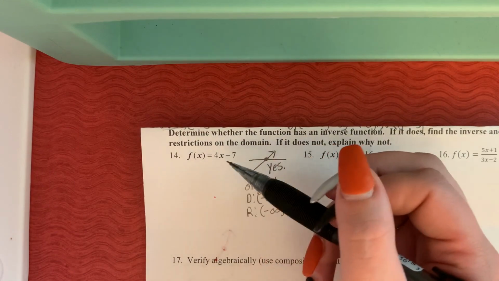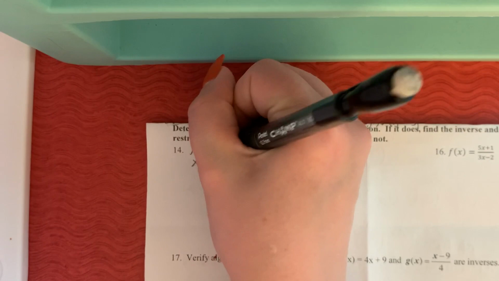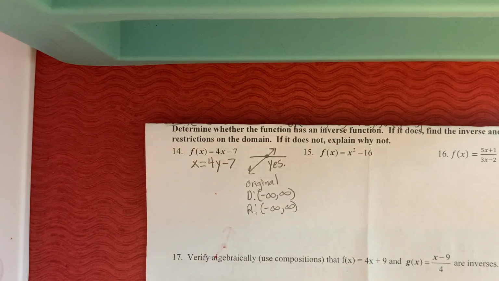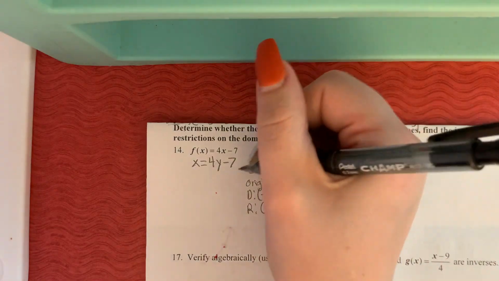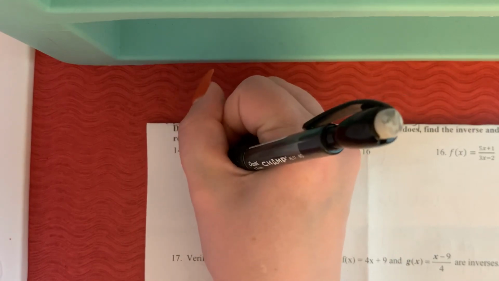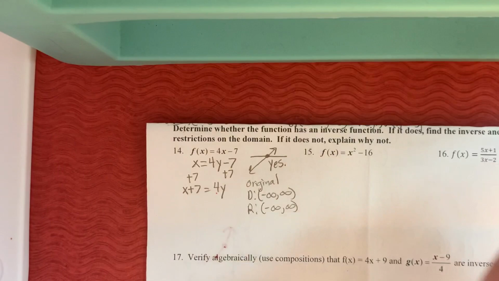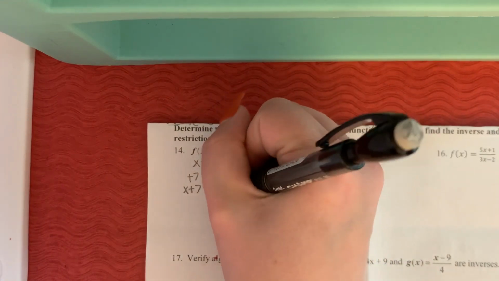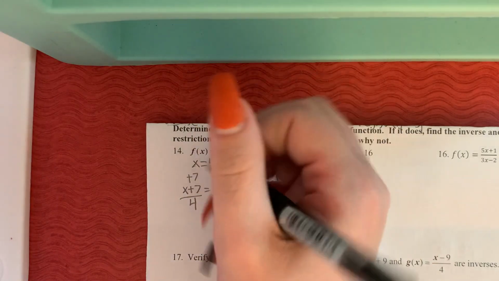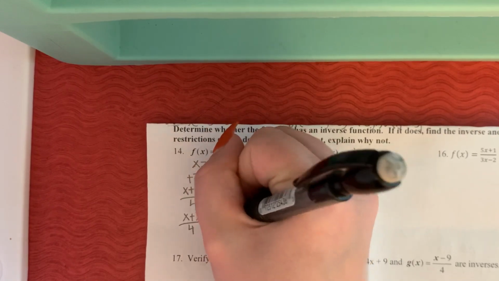So now in order to solve it, we're going to flip x and y. So we'll change this to x = 4y − 7. And we want to solve for y in order to find our inverse. So that means we're going to add 7 to both sides. So we'll get x + 7 = 4y. And then to solve for y, we'll divide both sides by 4. We got to divide the entire thing by 4. So that will give us (x + 7)/4 = y.